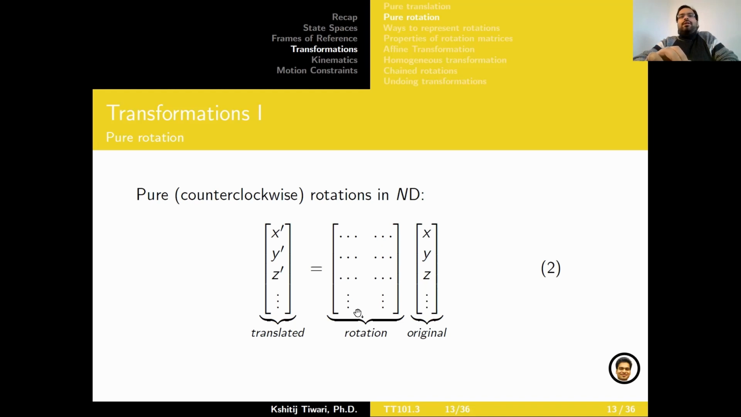So here, let's say you have the amount by which you have to rotate, represented as a rotation matrix, which we're going to look into in just a moment. And then you multiply that with your original configurations, then you get your rotated configuration after. Sorry, this is a typo, not translated, it's rotated.